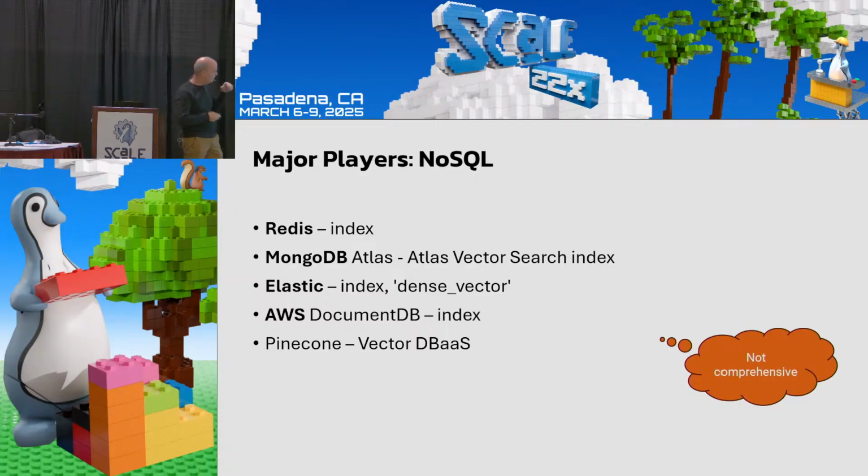AWS DocumentDB, a NoSQL thingamabob, has an index, and Pinecone has a vector DB as a service. Pinecone is unique in the fact that it is not exactly cloud resident with a major hypervisor. It's its own thing, so you're always calling out and in of it. But, you know, solid, good implementation, commercial support, all that jazz.